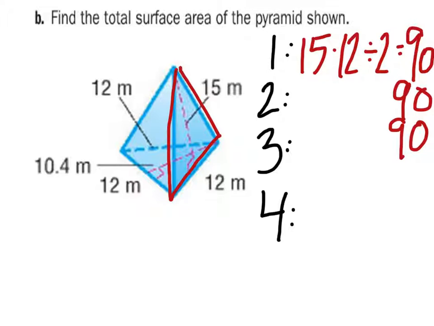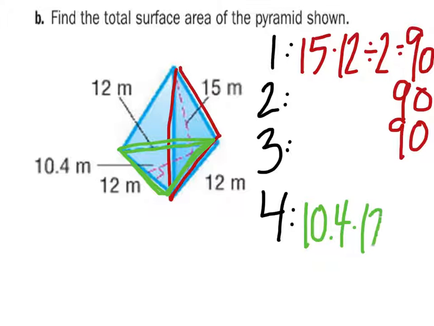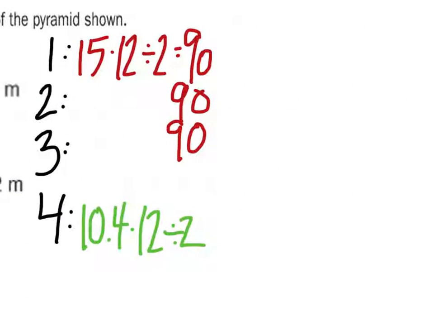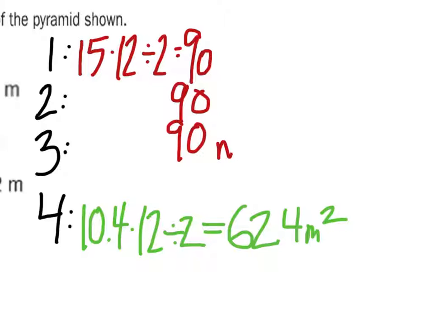All right, then finally we have this base triangle. And we can see that it has a triangle height of 10.4 meters. The base is 12 meters. Then, of course, it's a triangle, so we must divide this by 2. All right. And what does that give us? Yeah, that'll give us 62.4 square meters.